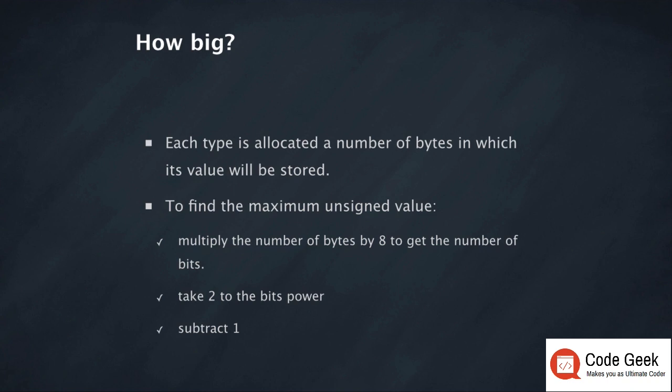So the question is, how big? I said that chars were either very tiny ints or characters. Shorts were bigger than that, and ints were bigger than that, and so forth. Each variable type is allocated a number of bytes in which its value will be stored. So to find the maximum unsigned value of a number, we multiply the number of bytes that it gets stored in by 8 to get the number of bits. Then we raise 2 to whatever that number is. So we take 2 to the bits power and subtract 1. That gives us the maximum unsigned value of one of these types.